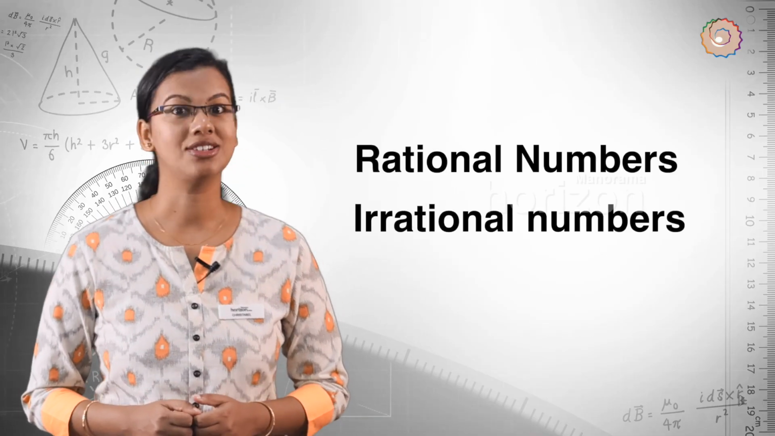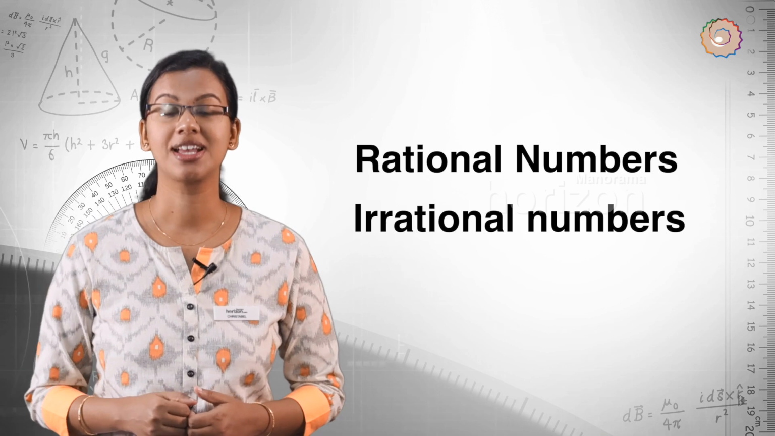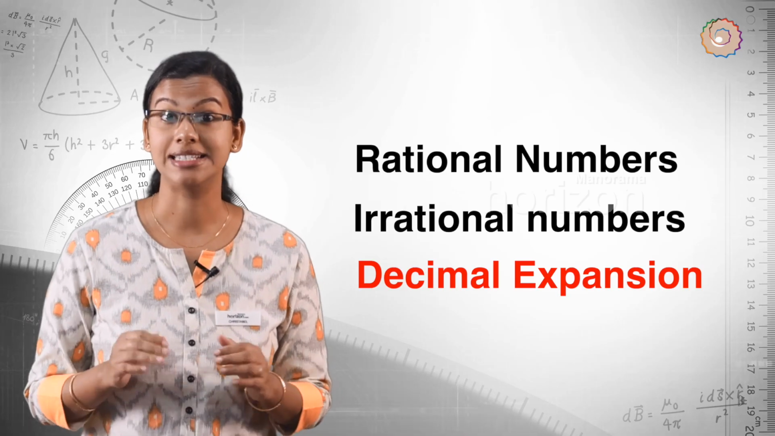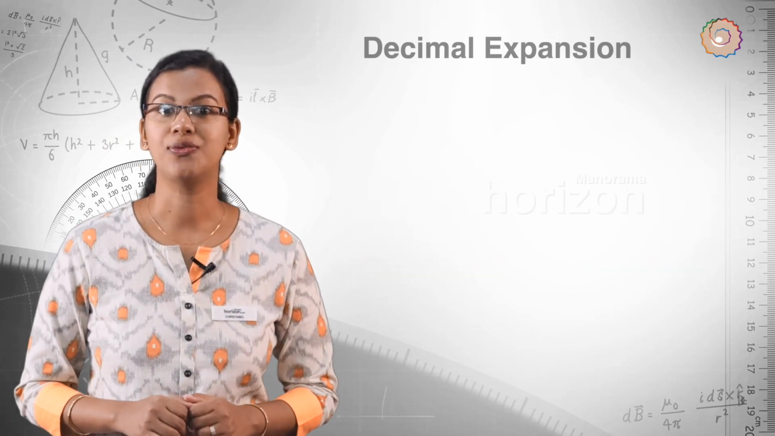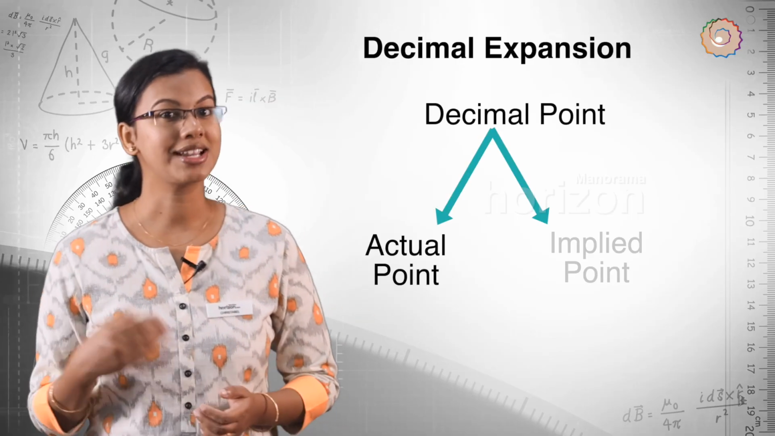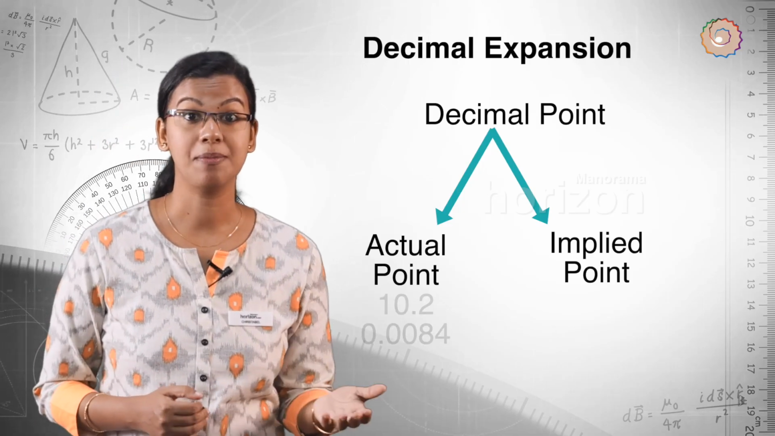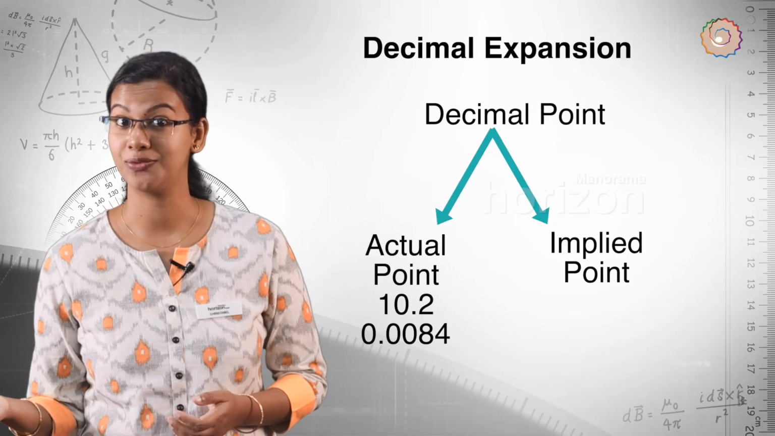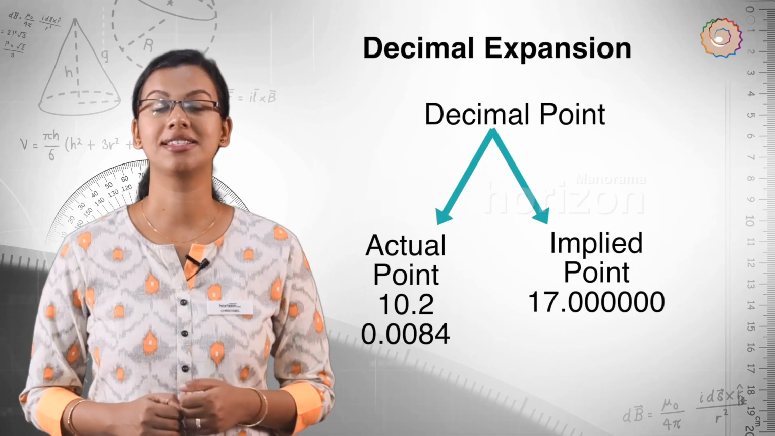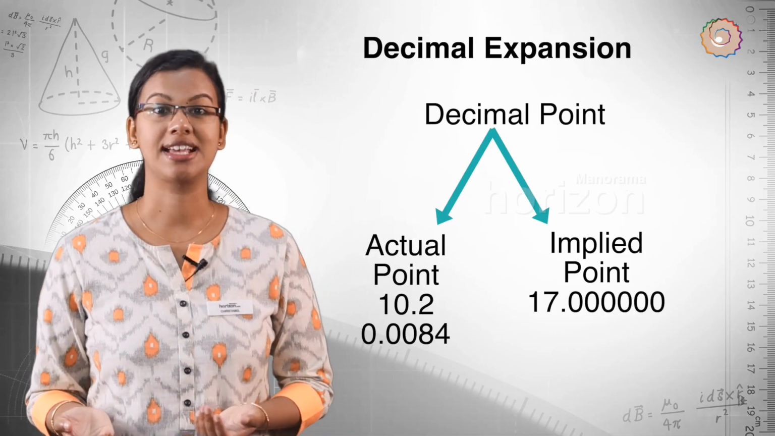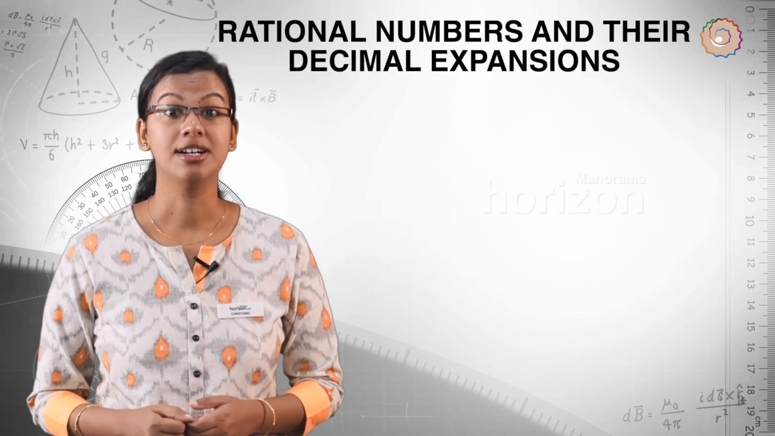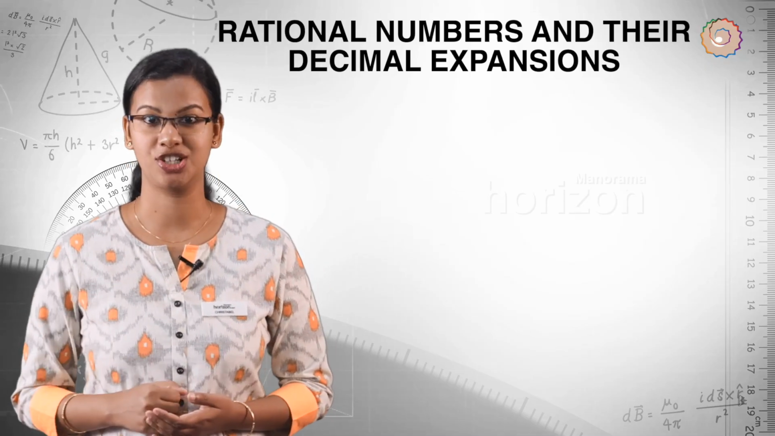Let's see rational and irrational numbers from a different point of view, that is, in their decimal expansion. So, let's first see what decimal expansion is. It is the form of a number that has a decimal point, either actual or implied. Examples: 10.2 or 0.0084 have actual decimal points, and implied decimal points are in whole numbers like 17, which can also be written as 17.000, etc.